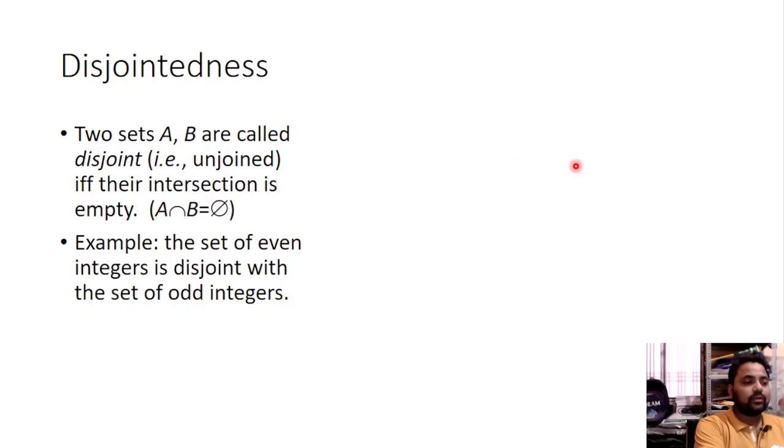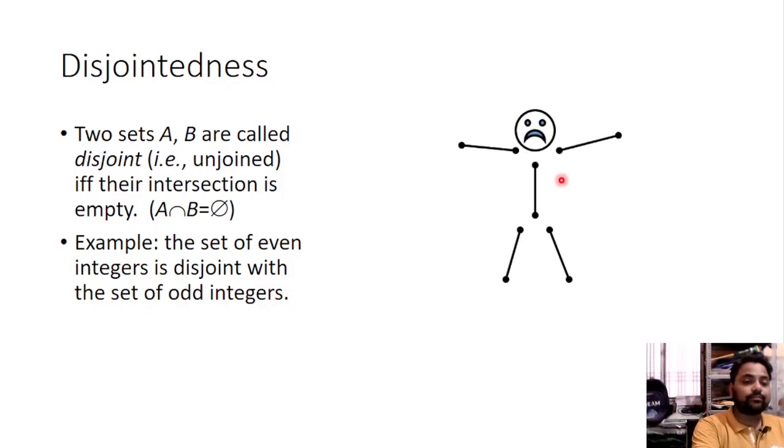Now this is for disjoint sets. Two sets A and B are called disjoint, that is unjoined, if the intersection is empty, like A ∩ B equals phi. Example, the set of even integers is disjoint with the set of odd integers because there are no common elements in both the sets.